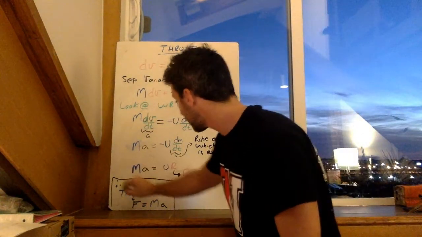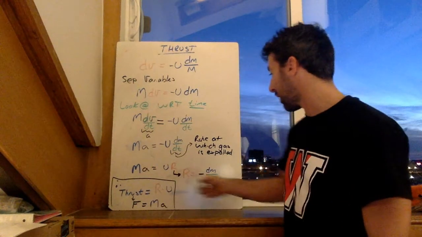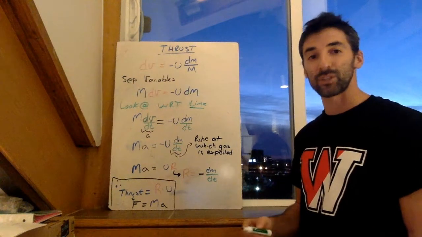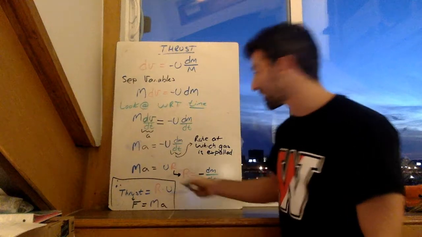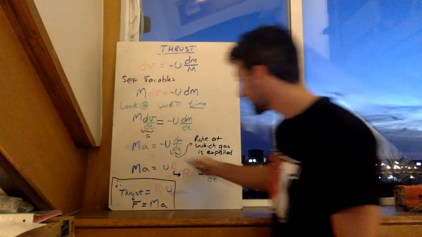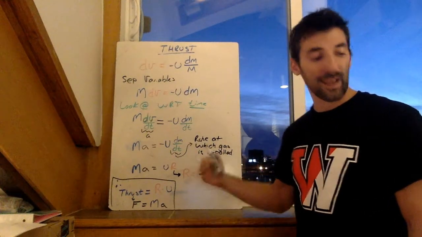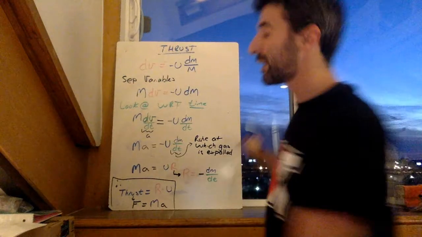So this is very simple thrust. I know thrust is equal to r, the rate at which my mass is being expelled, times the velocity of that expulsion. Thrust is the same thing as a force. That is F equals ma. This is really powerful, and it shows us really simply that thrust equation. I'm going to go on for a little bit longer here and give you one example.